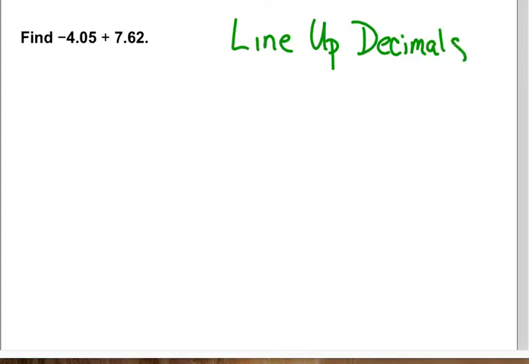Okay, I got a decimal. What did you say we have to do when we add decimals? Class? To add decimals, we have to do what? Line up the decimal. This is imperative.